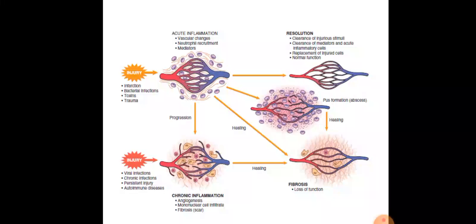As seen in this diagram, acute inflammation may end by complete resolution, as seen on the right side, or may lead to abscess formation, and then the abscess heals by fibrosis, with loss of function. Also, it may progress to chronic inflammation, and the end result of chronic inflammation is also fibrosis. The abscess formation may end by fibrosis, or some of the tissues, as we said, incapable of regeneration, will end in fibrosis.